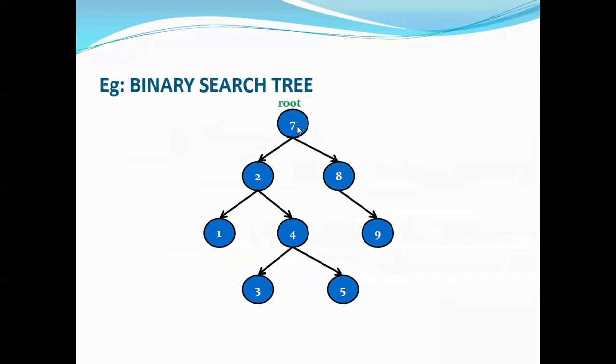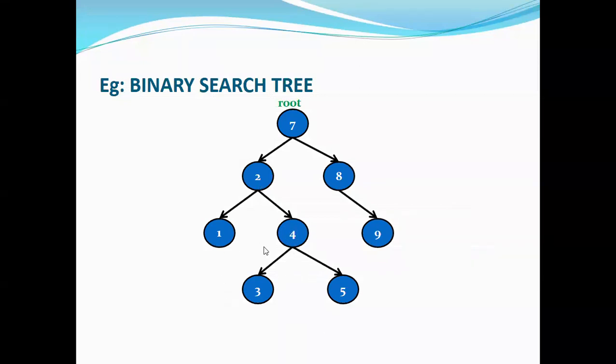So this is a binary search tree. The root is 7. Its left child is 2, that is less than 7. Its right child is 8, so 8 is greater than 7. So its right child is greater than the root, and its left child is less than the root. When you look at this subtree 2, 1, 4, you can see that the root is 2, its left child is 1, that is 1 is less than 2. Its right child is 4, that is 4 is greater than 2.